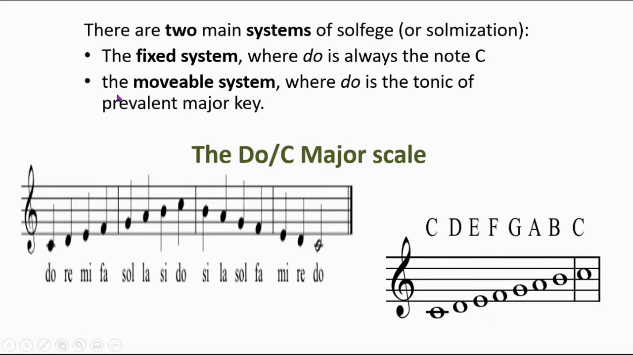I don't know if you know it or not, but actually there are two solfège systems, and in Oman we use the fixed system. In the fixed system, do is always the same as the note C. So do, re, mi, fa, sol, la, si, do, and C, D, E, F, G, A, B, C. The only difference is the name of the note.